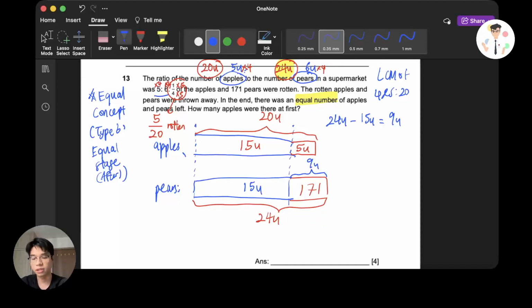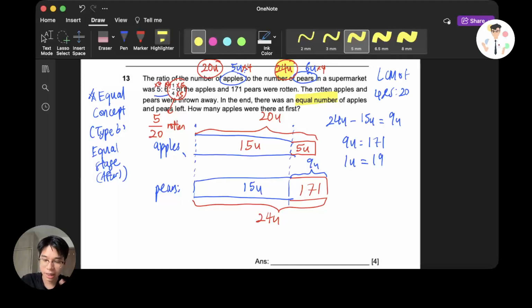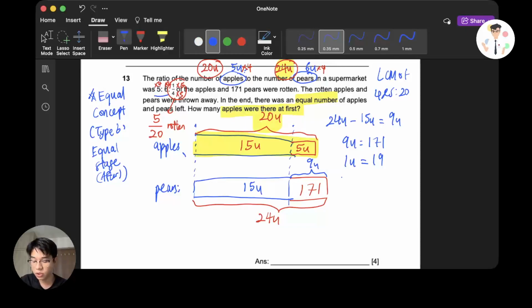If that is 9 unit, then of course I know 9 unit is 171. And if this is 171, 1 unit is equal to 19. Now, once we find 1 unit is 19, everything is simple. Last part, how many apples were there at first? Now, at first means that I'm talking about the whole thing here, right? Which is how many unit? 20 unit. Again, this is at first, this is at the end. So 20 unit, if 1 unit is 19, 20 unit is 380, and that's it, you are done.